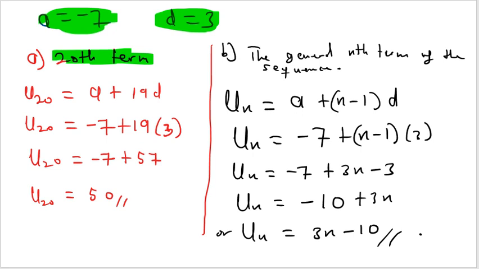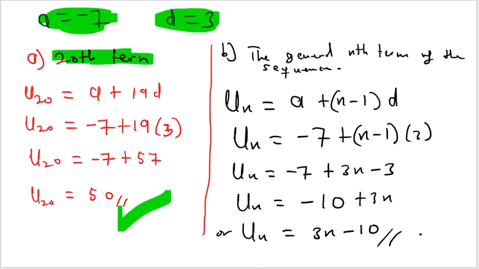And U20 becomes a plus n minus 1 d. So, 20 minus 1 will be 19d. Then our a is negative 7 and our d is 3. So substituting it inside and simplifying, you have our 20th term to be 50.